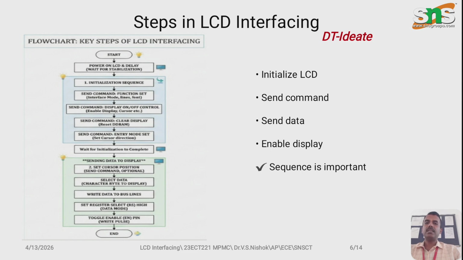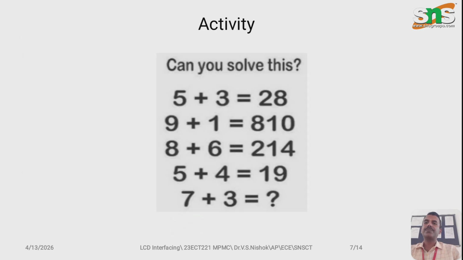So coming to the steps in the LCD interface. Here in the flow chart we have represented the proper steps that should be sequentially followed to represent the output of the microcontroller in the LCD display. It starts with initialization of the LCD, sending the command to the registers, and sending the data following the command, and finally enabling the display. So these are the steps represented in the flow chart that should be followed in a sequential manner for displaying the data.